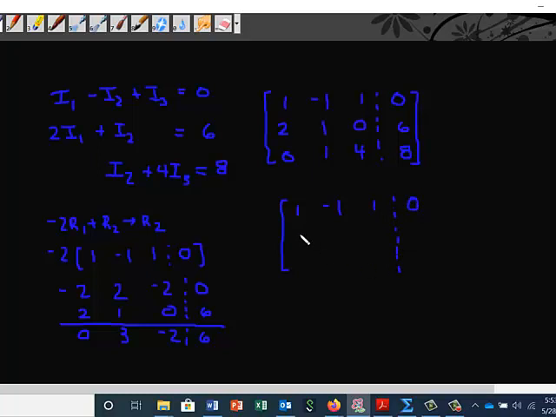So this will be 0, 3, -2, 6. This will be 0, 1, 4, and 8. So look what we have here. So basically, we have our 0 here, and actually 0 here in this position.